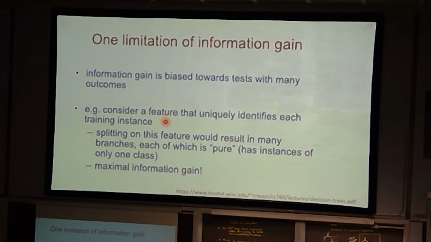As an example, consider a feature that uniquely identifies each training instance by the category. Now I just naively split by category, which isn't actually helpful, but I get maximal information gain just because I had so many categories for that variable. So this is actually not really helpful.